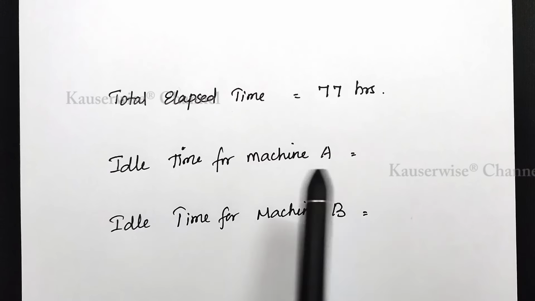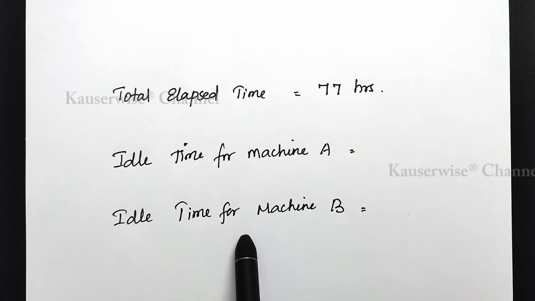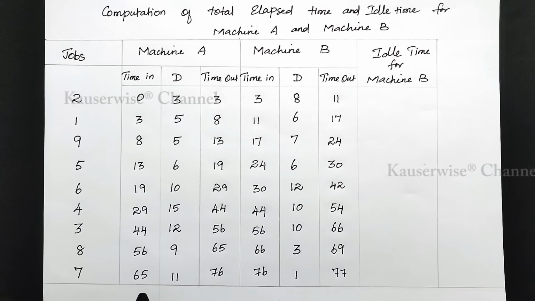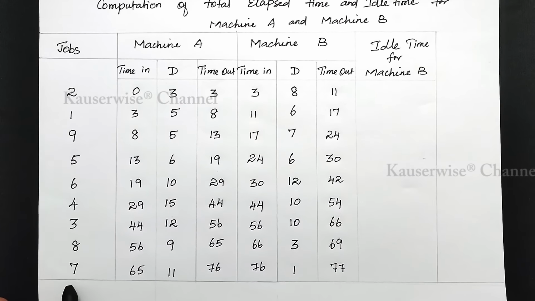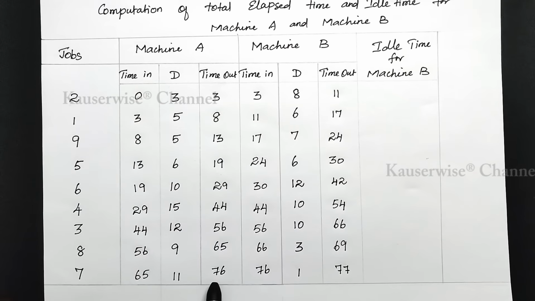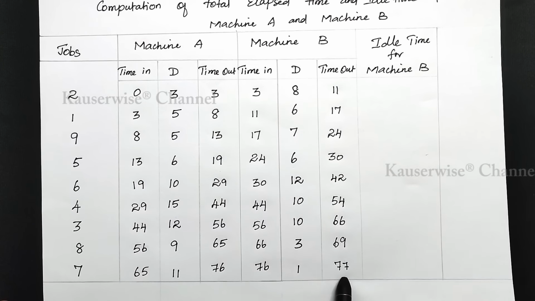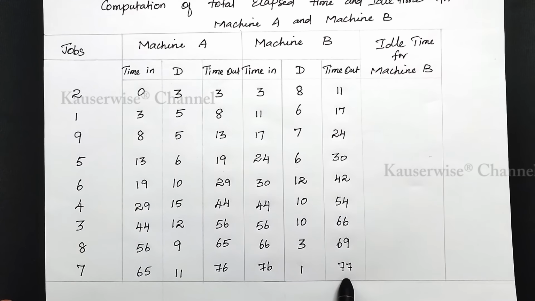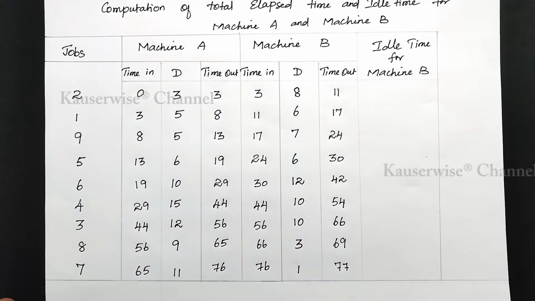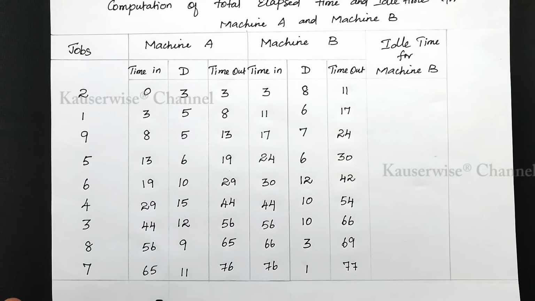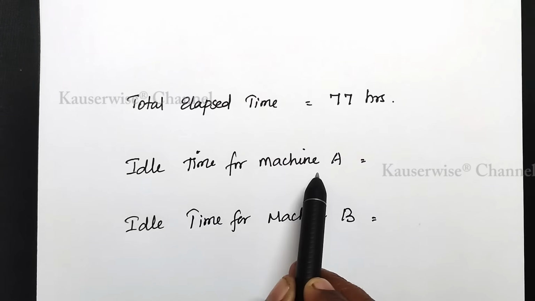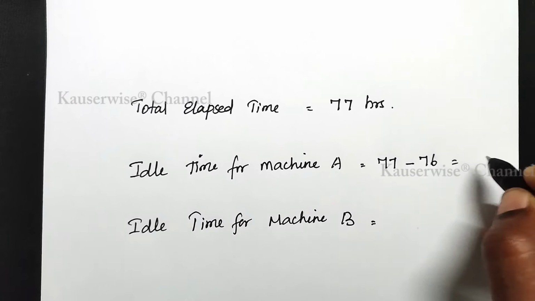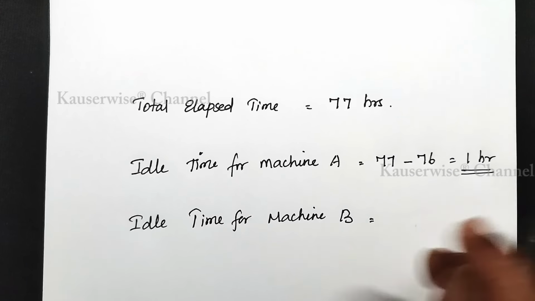Now, we are going to find out idle time for machine A and idle time for machine B. See the solution to find out the idle time for machine A. For A, compare the last job's out time on machine A and on machine B. The difference is called idle time on machine A, that is 77 and 76. What is the difference? 1. That 1 hour is the idle time for machine A. See, idle time for machine A is 1 hour, that is 77 hours minus 76 hours. The difference is 1 hour. So, this is the idle time for machine A.